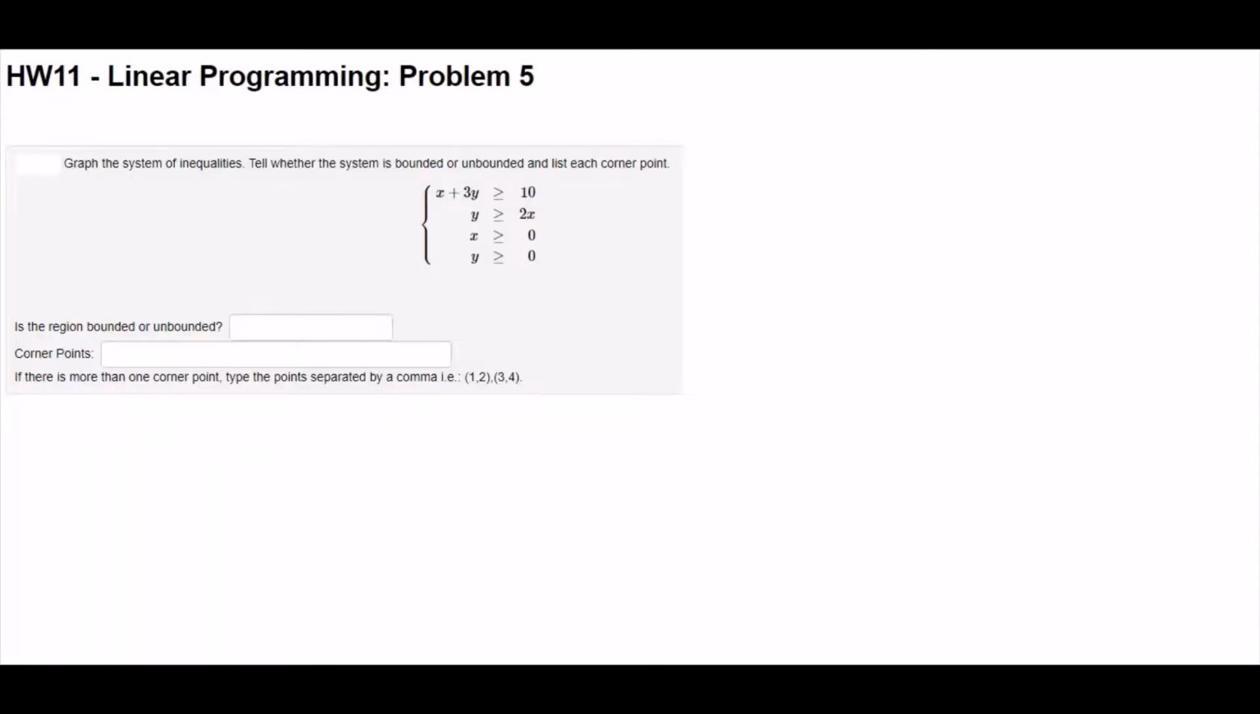Problem number 5. Graph the system of inequalities, tell whether the system is bounded or unbounded, and list each corner point. So these are our constraints. We're going to graph them and see whether it is bounded or unbounded. And we're going to decide the corners, which are vertices.